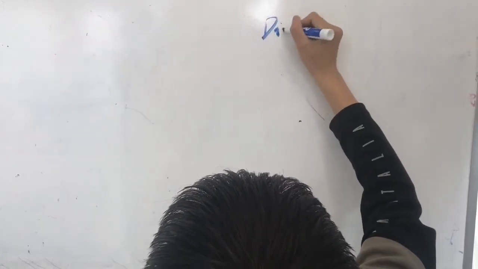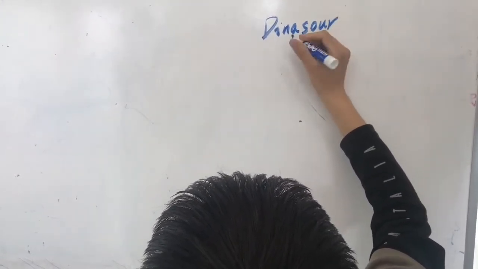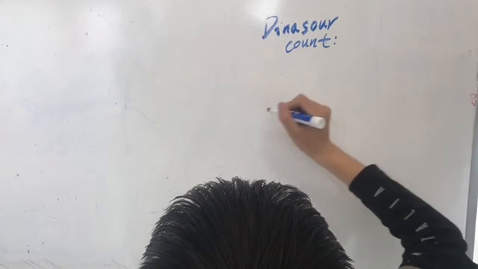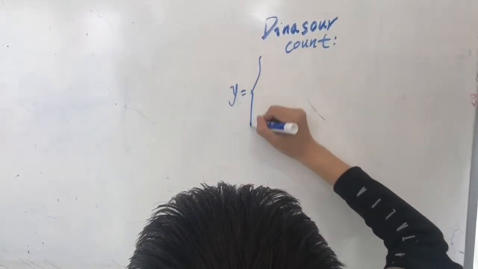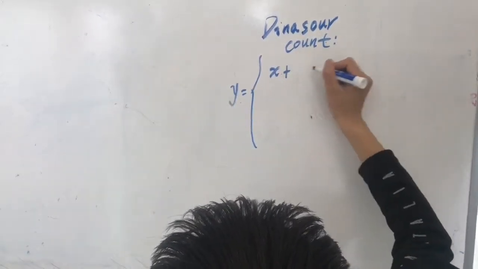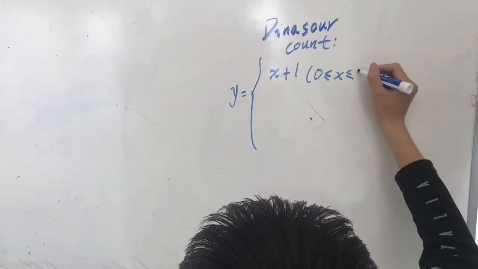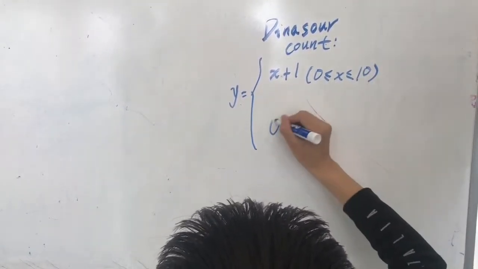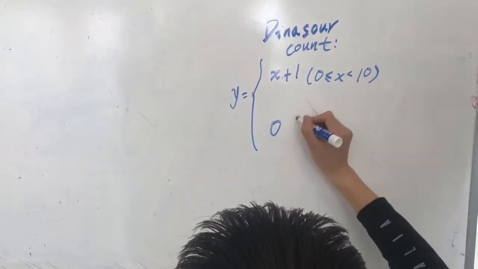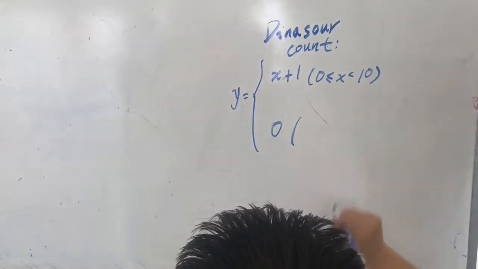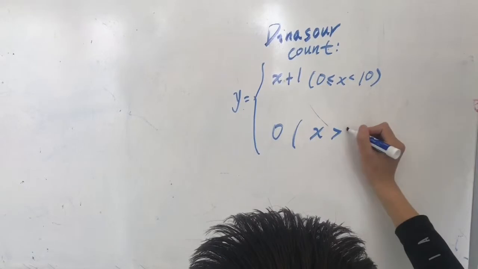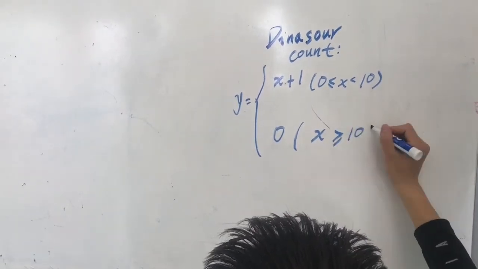Now, let us use a function and a graph to represent the number of dinosaurs with respect to time. Before the beginning of the 10th month, the number of dinosaurs is x plus 1 because there is the mother dinosaur. However, since the beginning of month 10, the meteor kills the entire dinosaur family, so there are 0 dinosaurs.